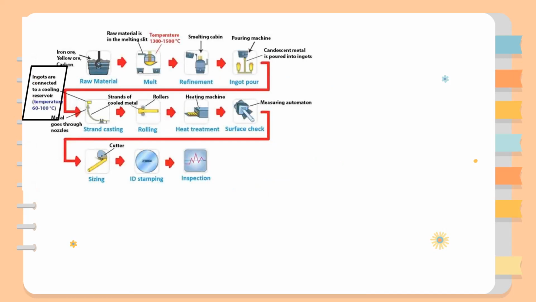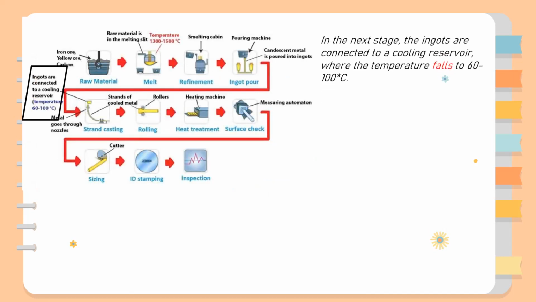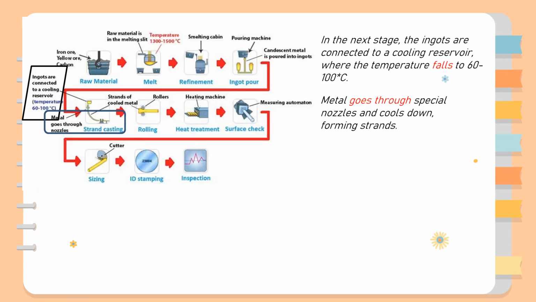So moving on to my body 2. I use the phrase in the next stage to describe the next step of body 2. The ingots are connected to a cooling sphere where the temperature falls to 60 to 100. Also, metal goes through special nozzles and cools down, forming strands. You can notice the words goes through that I use.